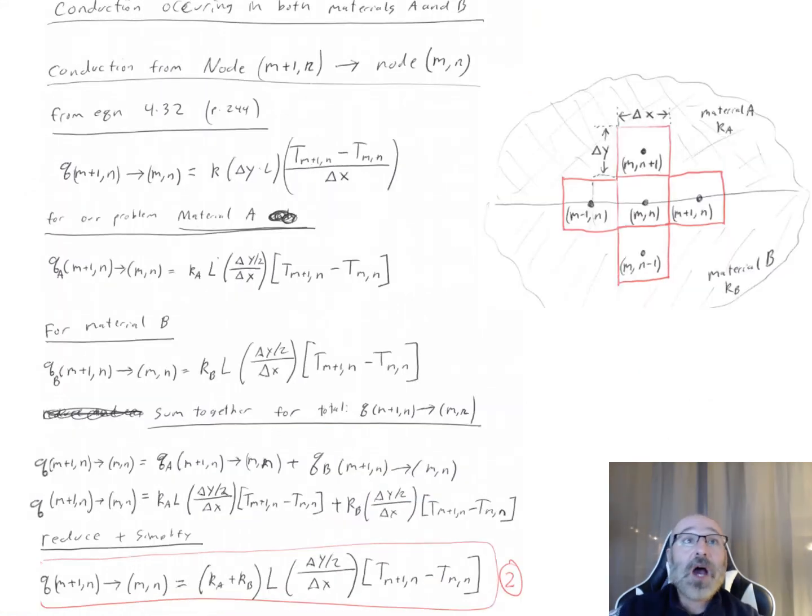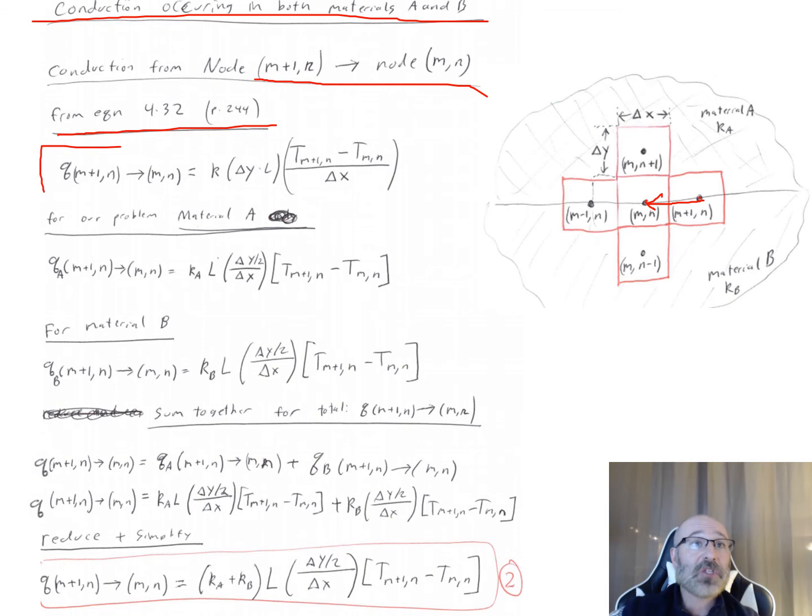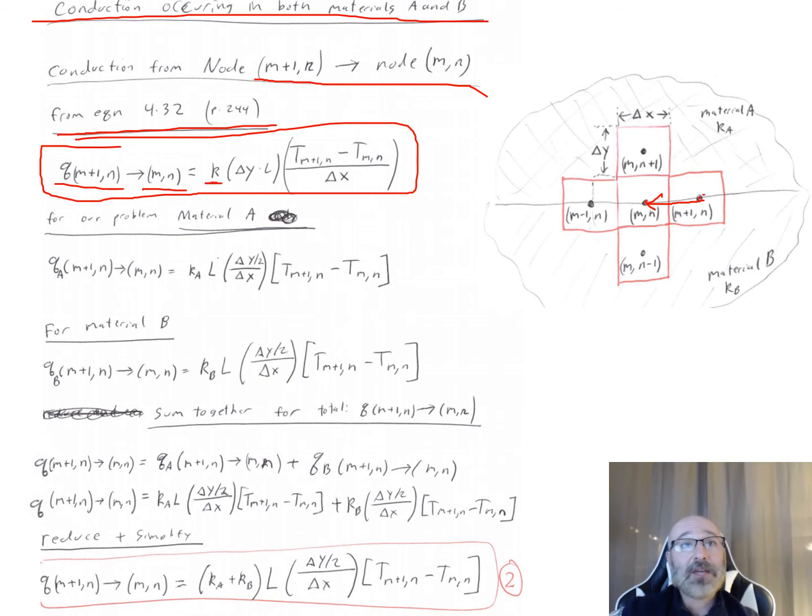So now if we continue on, and we still want to look at our conduction occurring in both materials A and B, we now need to consider this node over here. So we want the conduction from this node M plus 1,n to our center node M,n right there. So we're coming in like this for that conduction term now to find that heat rate. So we can go back to our governing equation from equation 4.32 on page 244 of our textbook, where we have this general governing equation here. So this says that our Q value, our heat rate from this node over here, M plus 1,n, going to our center node M,n, is equal to our thermal conductivity times our delta Y L times our temperature difference between those two nodes, all divided by our delta X there.